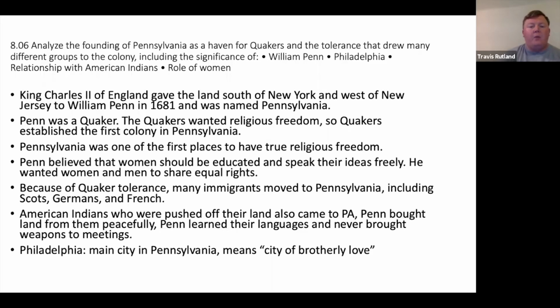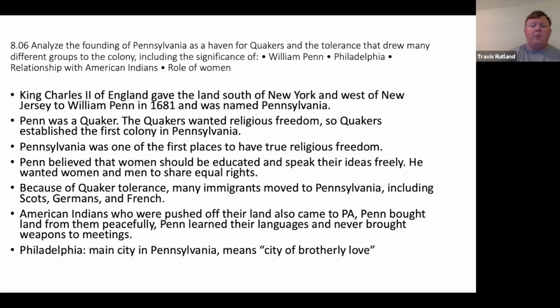Now, William Penn was a Quaker, and the Quakers wanted religious freedom, so Quakers established the first colony in Pennsylvania. But Pennsylvania became one of the first places to have true religious freedom. Okay, you could practice whatever you want. Now, Pilgrims didn't really have this because they were separatists. All right, and Massachusetts Bay with the Puritans didn't have this because you had to be a member of the church. All right, so Pennsylvania is the first colony to have true religious freedom.